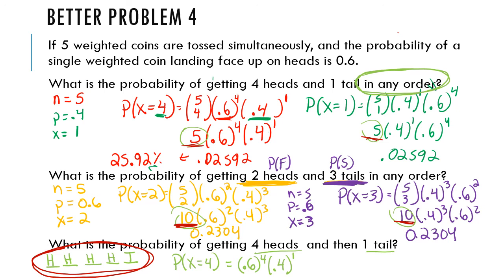So now we just type this into a calculator. We have 0.6 to the 4th times 0.4 to the 1st, and we get a probability of 0.05184, or about 5.184% chance that we get 4 heads and then a tails.